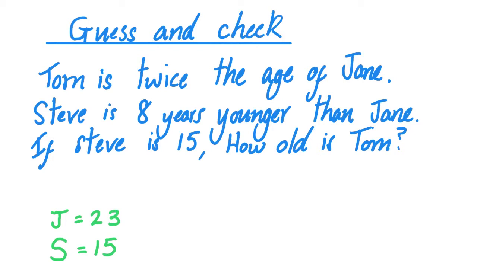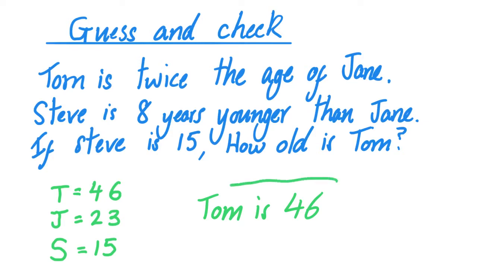Next, we read the question really carefully and we see that the next person we need is Tom. And it says Tom is twice the age of Jane. So twice the age of 23. So 2 10s and 2 10s is 4 10s. 3 and 3 is 6. Now we'll read the question very carefully and see what answer we need here. How old is Tom? Tom is 46. And always show your answer really, really clear.